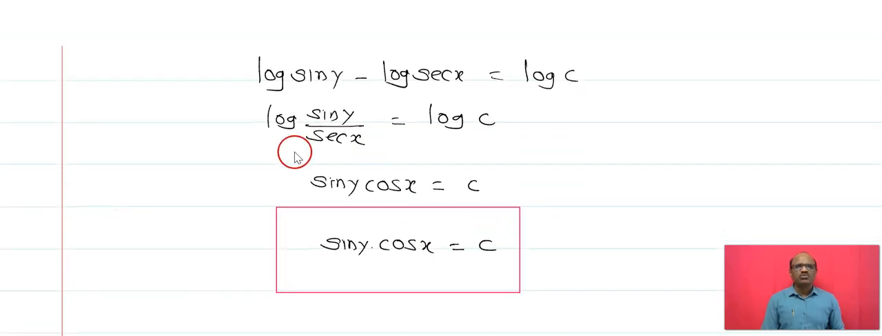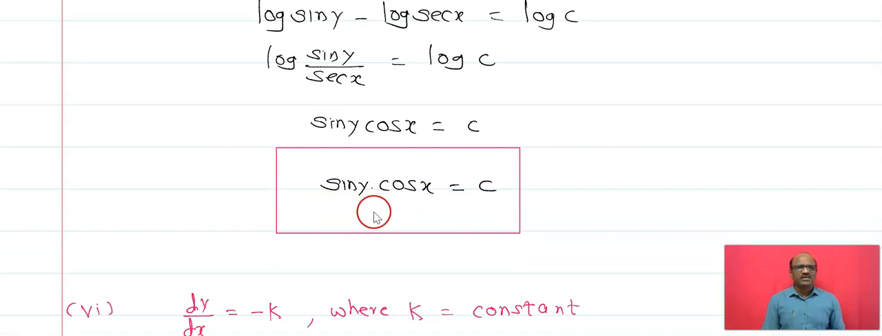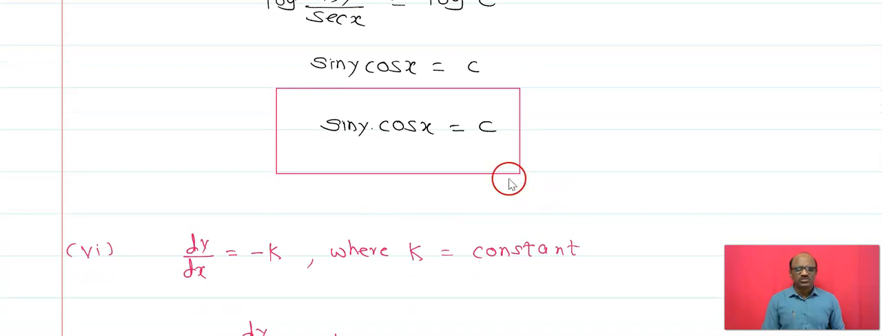Now take antilog on both sides, then you will get sin y into cos x is equal to c. And therefore sin y into cos x equals c. This is the required solution.